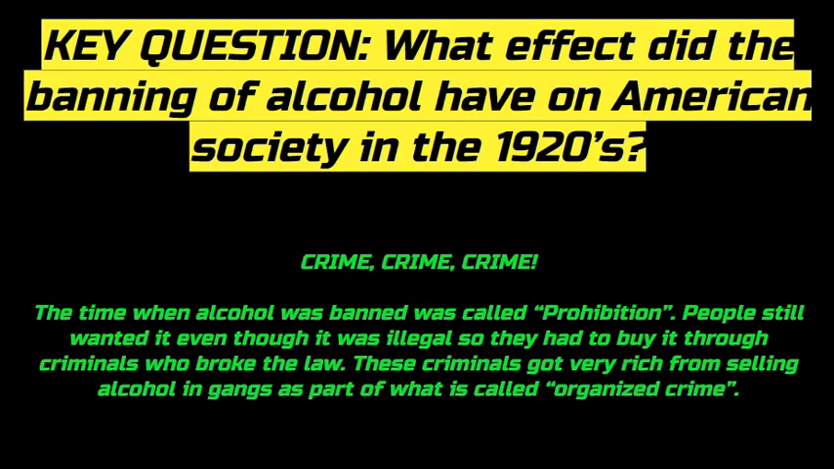What effect did the banning of alcohol have on American society in the 1920s? Crime, crime, and more crime. The time when alcohol was banned was called prohibition. People still wanted it even though it was illegal, so they had to buy it through criminals who broke the law. These criminals got very rich from selling alcohol in gangs as part of what is called organized crime.